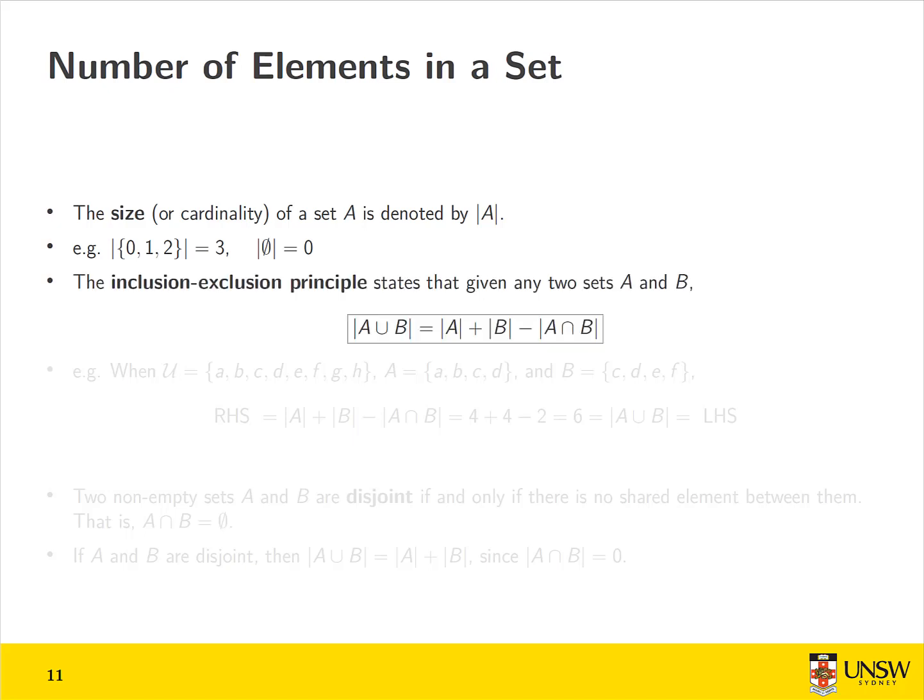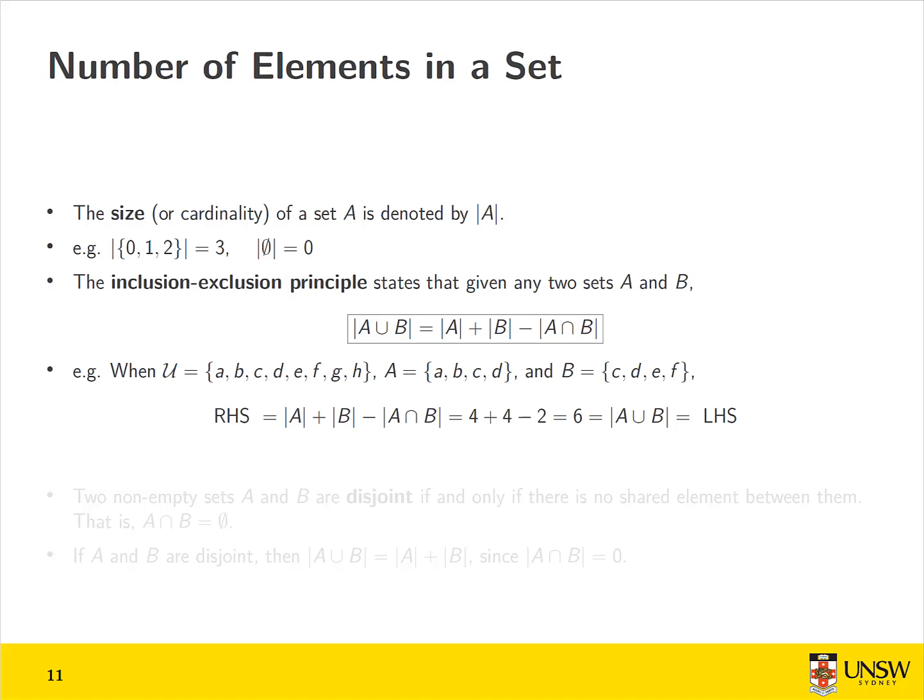A useful rule which relates the sizes of sets to their union and intersection is given by something called the inclusion-exclusion principle. This states that given any two sets A and B, the size of A union B is equal to the size of A plus the size of B minus the size of A intersect B. This makes sense, since totaling up the elements of A and B separately would mean that those elements belonging to their intersection are counted twice each. So subtracting the size of their intersection means that every element in A union B is counted once.